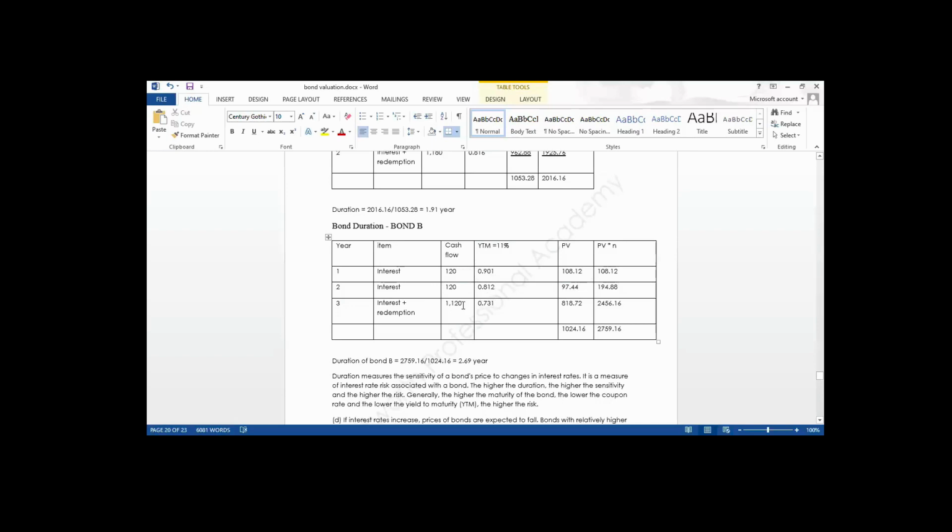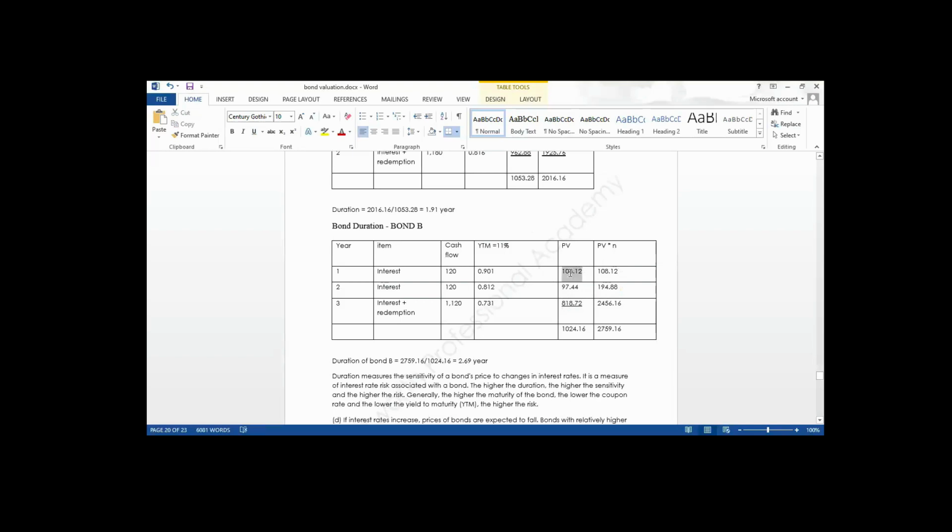Then year 3, 1,120 multiplied by 0.731. That will give us 818.72. Sum up. That will give us 1,024.16. The last column, look at the last column now.